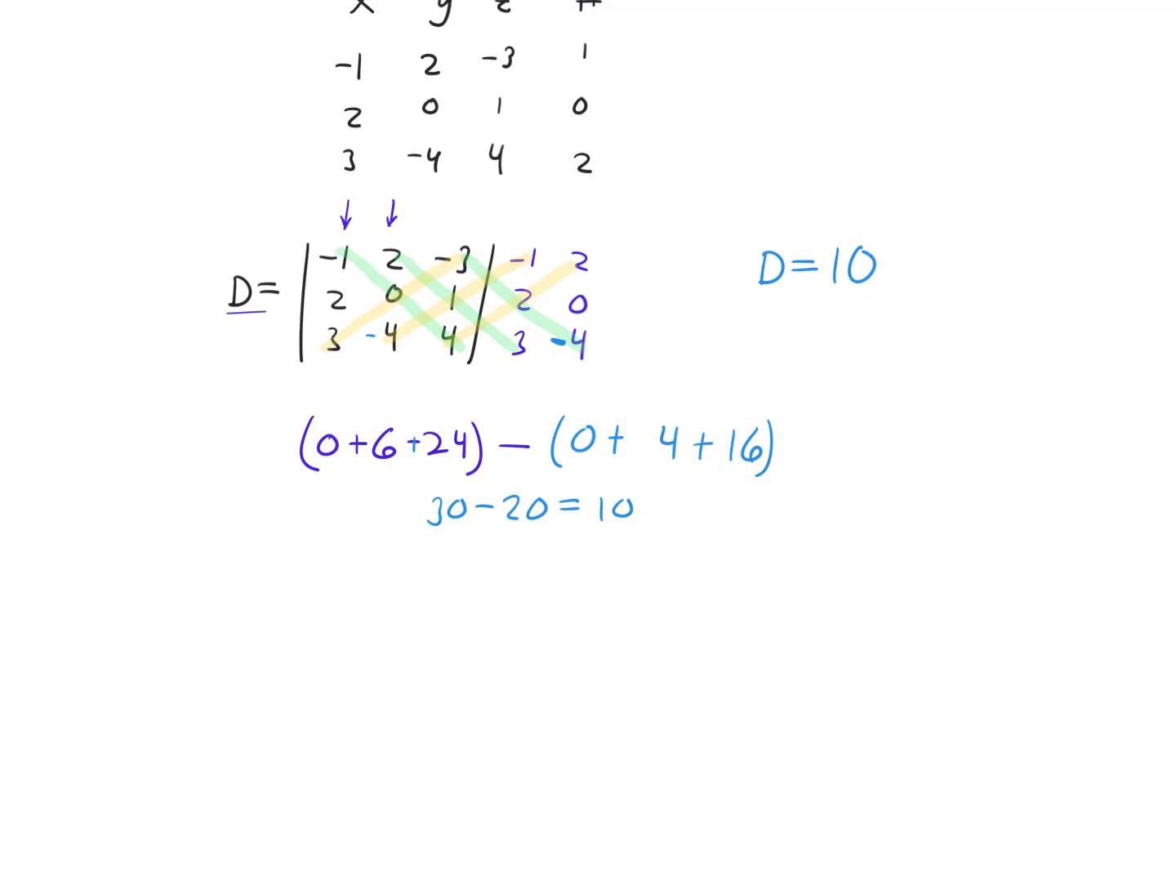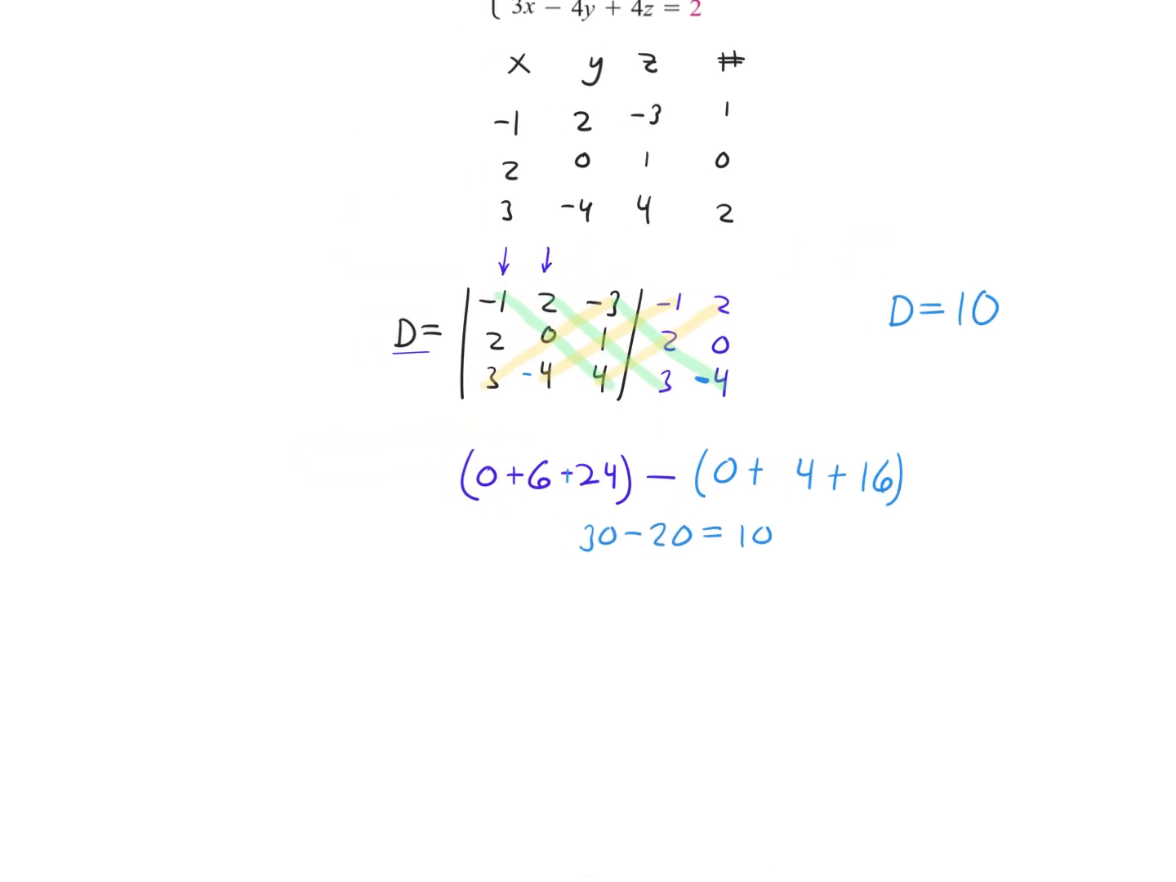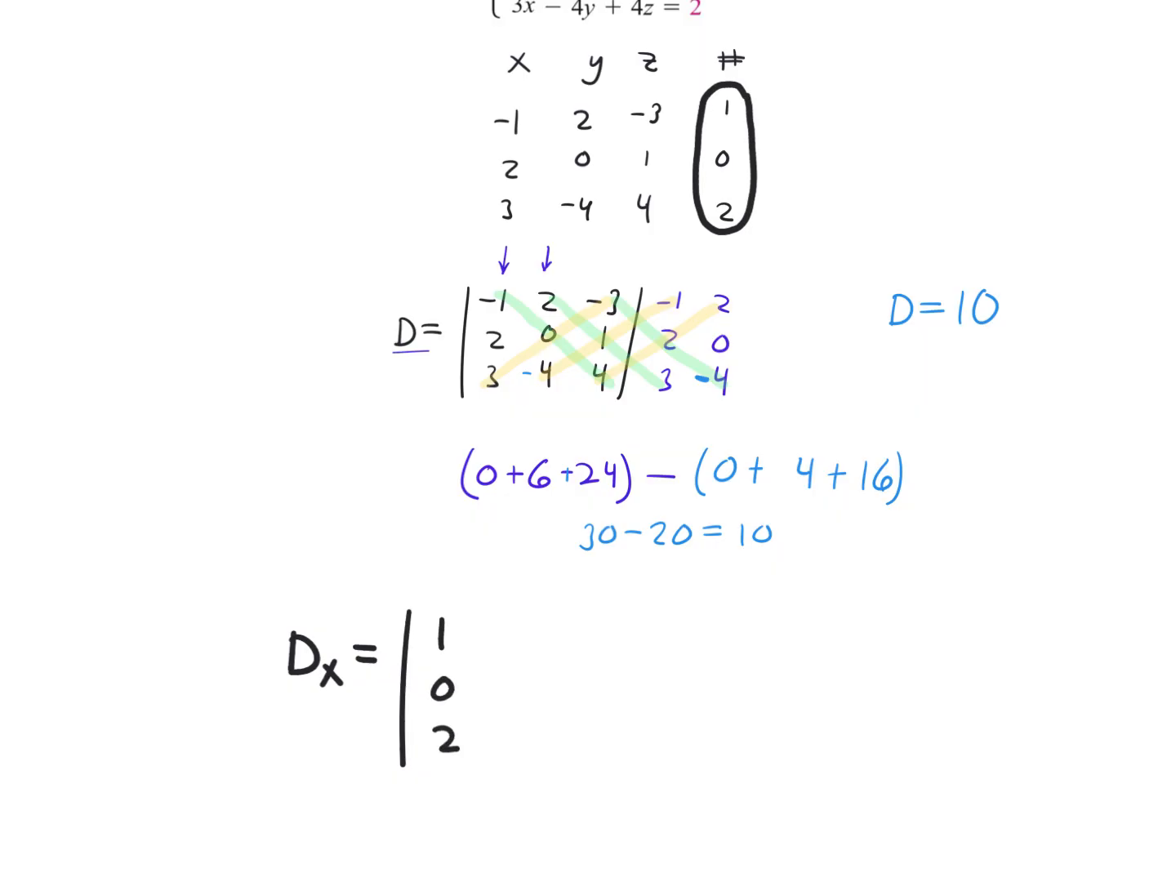And then we have to do this 3 more times to get X, Y, and Z, right? So this is about as tedious as these get, right? It's not particularly difficult, it's just very time consuming. All right, so Dx, we're going to replace the x column with our numbers. Our numbers here are a 1, 0, and a 2. So 1, 0, and 2. Everything else stays the same. 2, 0, -4, -3, 1, and 4.